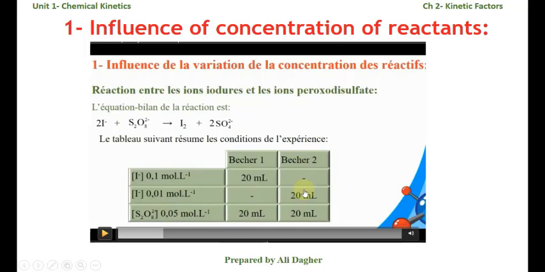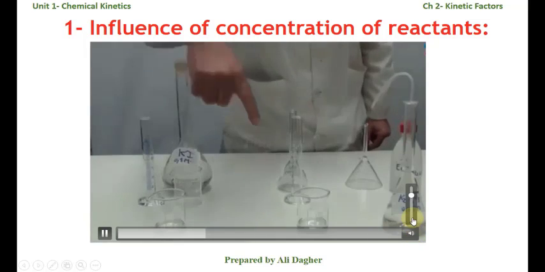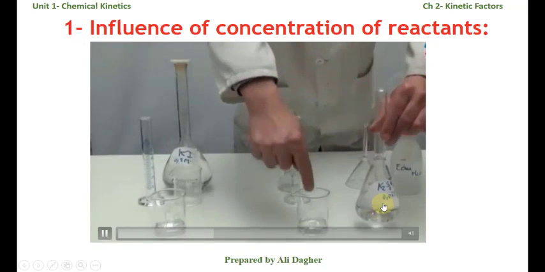In beaker 2, we put 20 milliliters of KI solution but with an initial concentration of 0.01 mole per liter, less than the initial concentration in beaker 1. For the Na2S2O8 solution, the same volume and same initial concentration. Then between beaker 1 and beaker 2, we changed only the initial concentration of I-. The initial concentration of I- in beaker 1 is bigger than that in beaker 2. What is the effect of this change, or decrease, on the rate of the reaction? We will see.